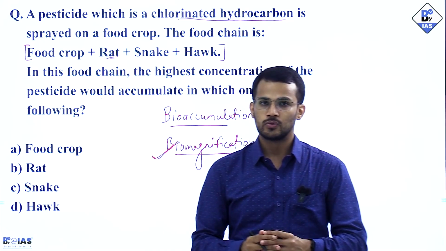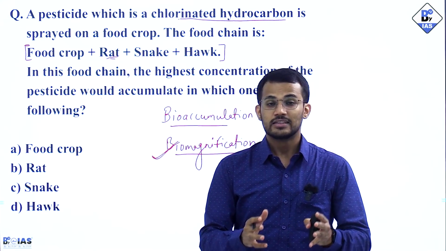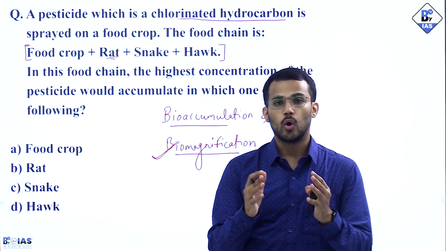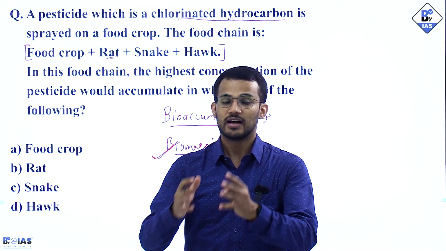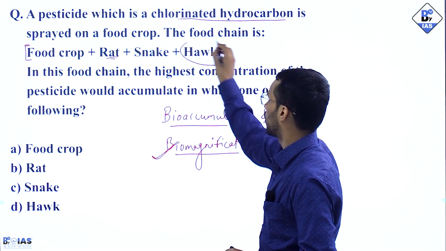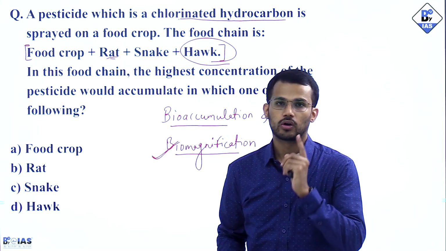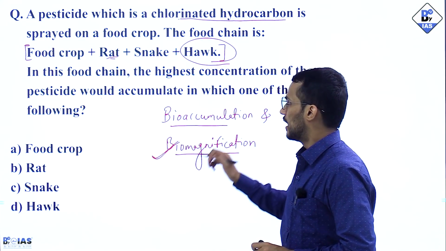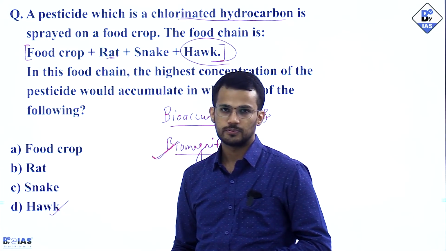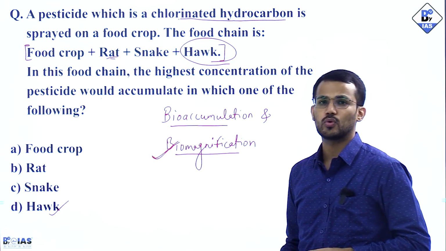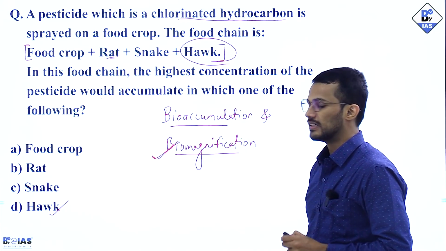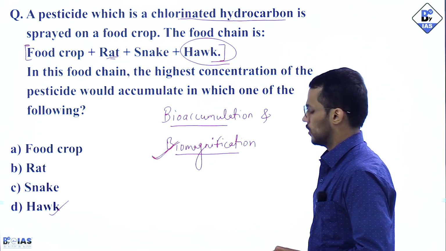And the highest concentration of that particular pollutant will always be found in the highest trophic level. And in this case, that highest trophic level is of hawk. And that's why highest accumulation will be seen in the hawk. And that's why answer for this question is D. Right? So answer is D, hawk.